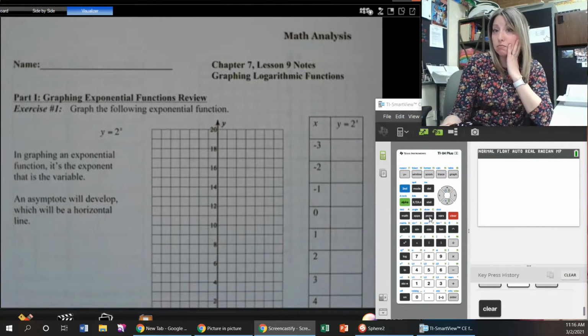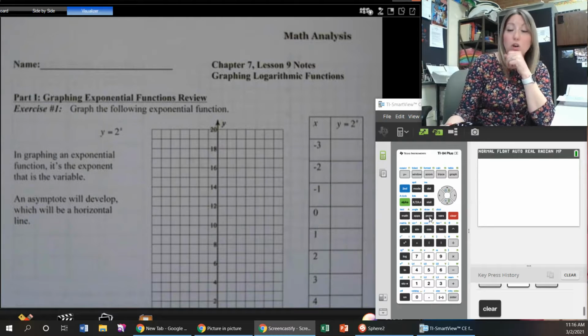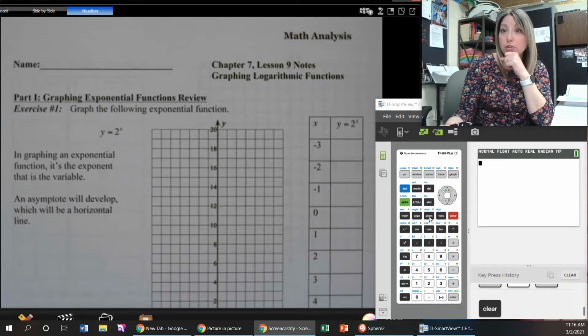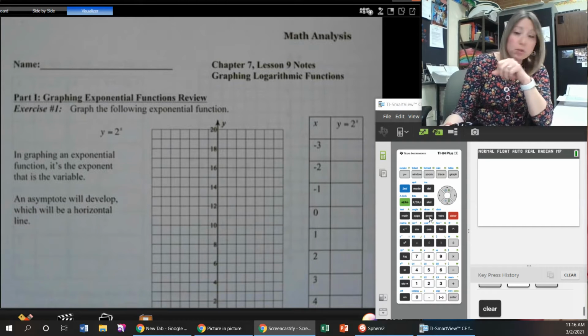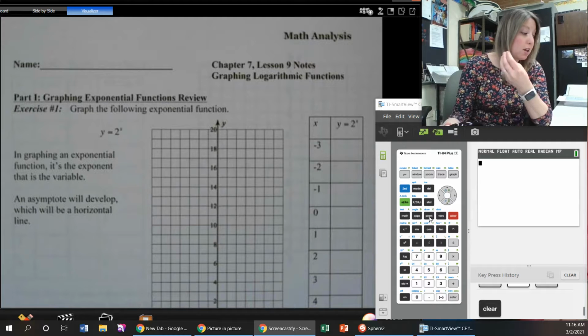We're at the end. At the very beginning of this chapter, we talked about solving regular exponents, right? Just raising our bases to powers. And then we graphed exponential equations and exponential functions in the next lesson.